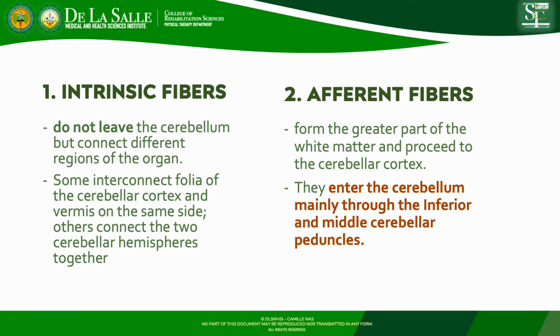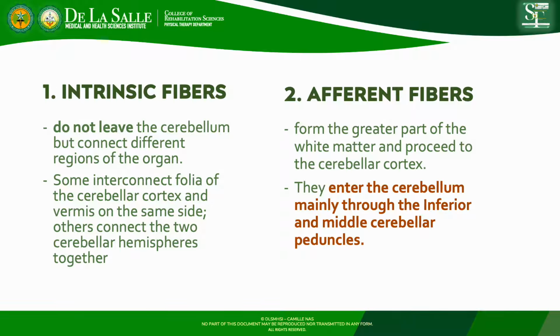Some interconnect folia of the cerebellar cortex and vermis on the same side. Others connect the two cerebellar hemispheres, so it's like an interhemispheric fiber. Afferent fibers, on the other hand, enter the cerebellum mainly through the inferior and middle cerebellar peduncles. Again, we have three cerebellar peduncles: the superior, middle, and inferior cerebellar peduncles. Specifically, in the inferior and middle cerebellar peduncles are axons of afferent input. So they send information to the cerebellum, or they enter.